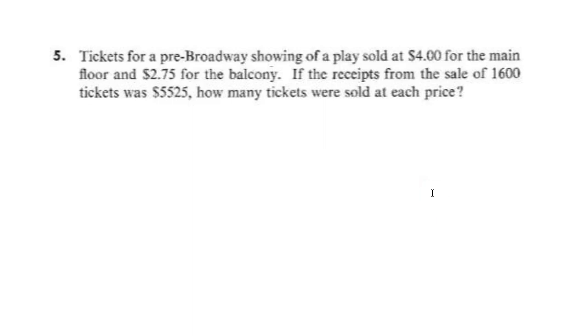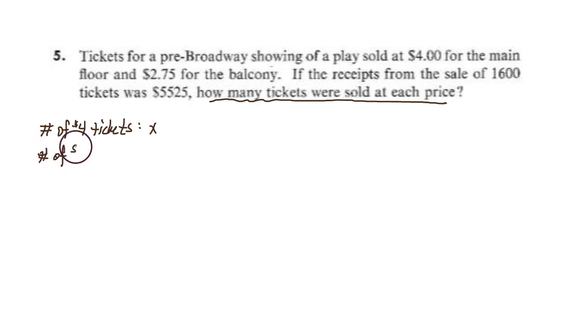Next, number 5. Tickets for a pre-Broadway showing of a play sold at $4 for the main floor and $2.75 for the balcony. If the receipts from the sale of 1,600 tickets was $5,525, how many tickets were sold at each price? How many of the $4 tickets were sold, and how many of these tickets were sold? Let's identify what we're using variables to represent. The number of the $4 tickets, let's use X for that one, and the number of the $2.75 tickets.